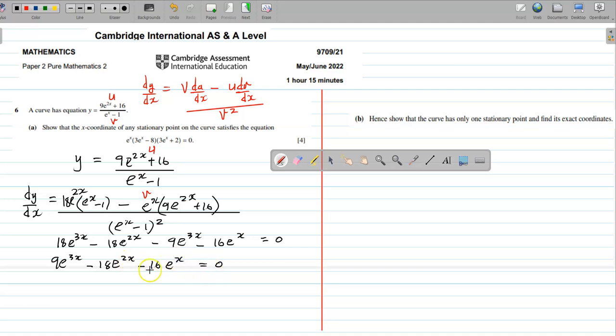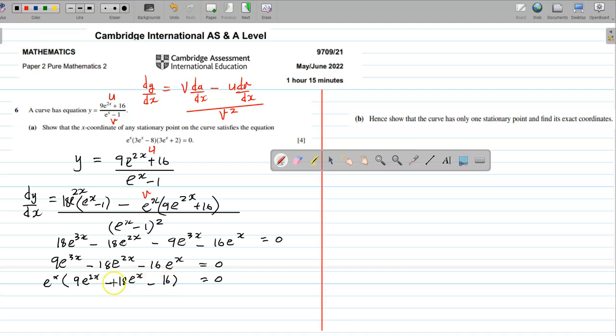We can factor out e to the x here. So that's going to give us 9 e to the 2x minus 18 e to the x minus 16, and that equals 0.